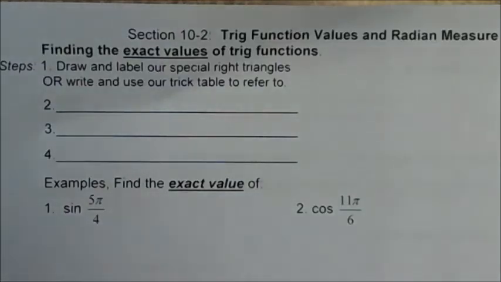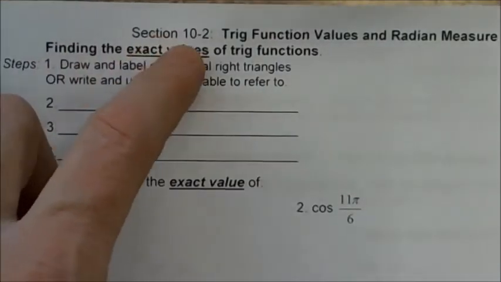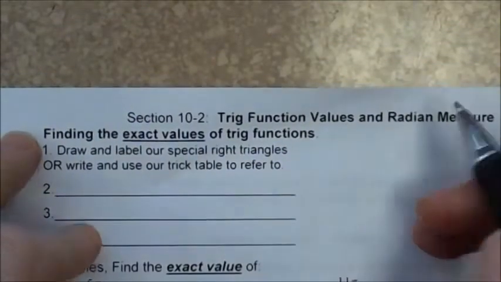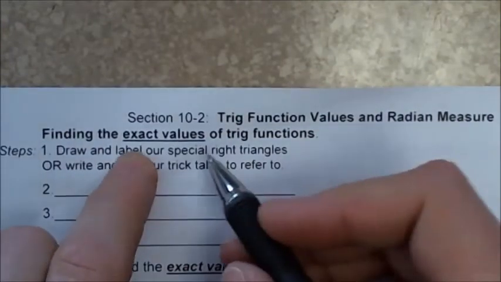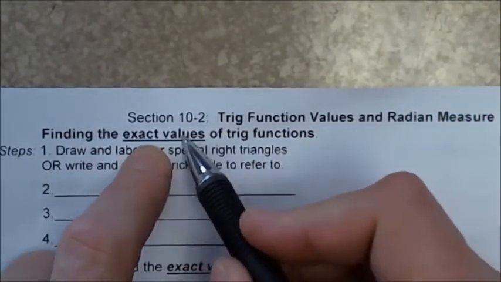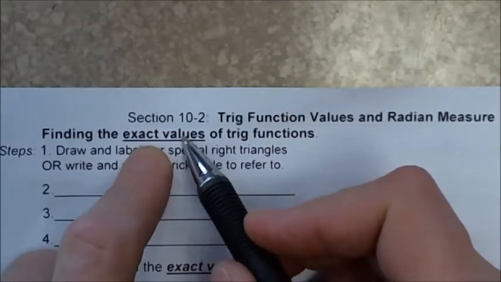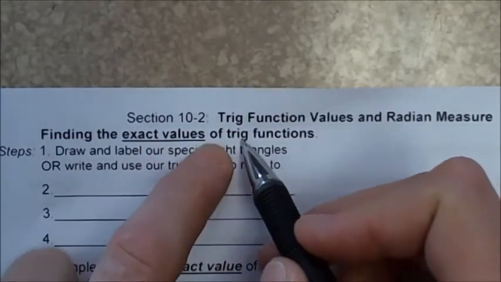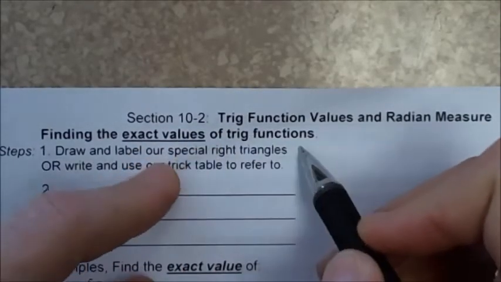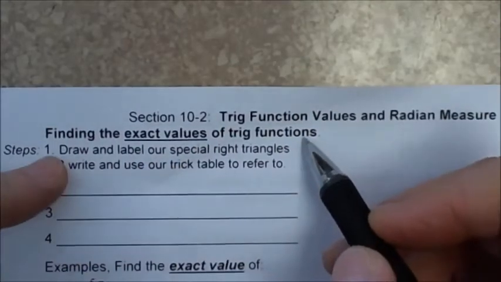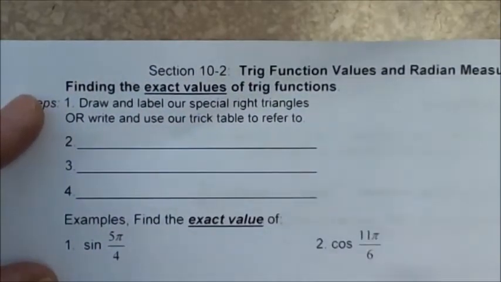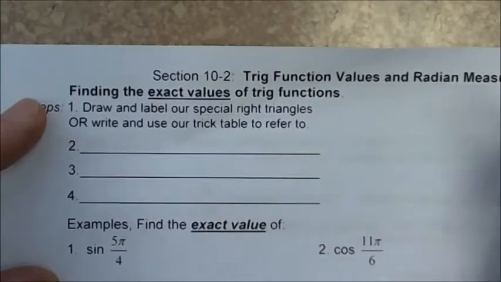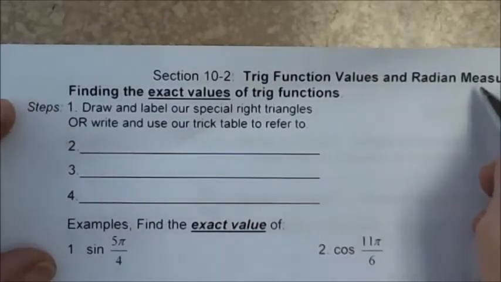Today we're going to start the first video for Chapter 10. This is 10-2 and I'm on page 2 of the Chapter 10 notes. What we're going to do today is find exact values. Usually exact values have radicals in them, of trig functions, and the trig functions are going to be sine, cosine, and tangent. So what you're going to be given are sine, cosine, and tangent of different angles, but now we're going to have radians instead of degrees.